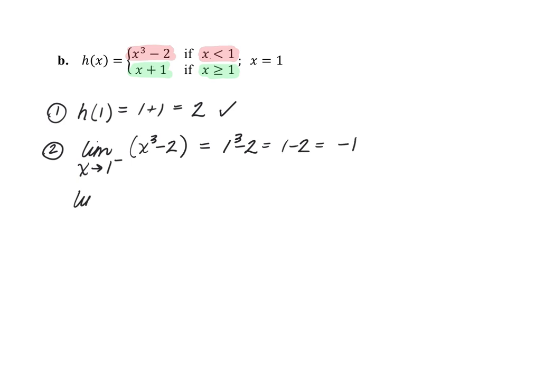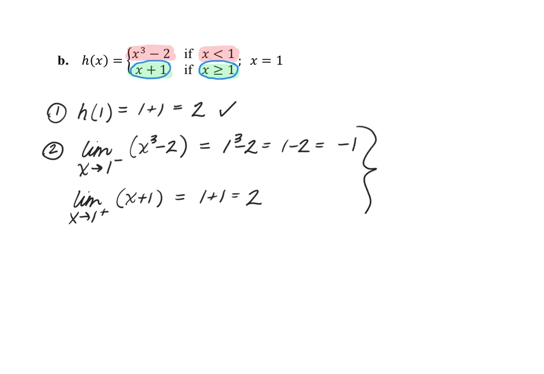Now the right-hand limit is the limit as x approaches 1 from the right. But again, as we saw earlier, if x is approaching 1 from the right, that means we're looking at values larger than 1. That means we're on the bottom piece of this function, so we would be analyzing x plus 1. So the right-hand limit will be the limit of x plus 1. We can do direct substitution there also. That'll be 1 plus 1, which is 2.